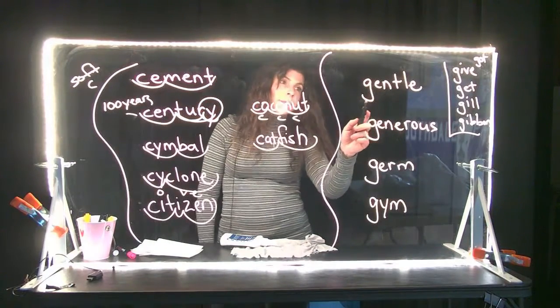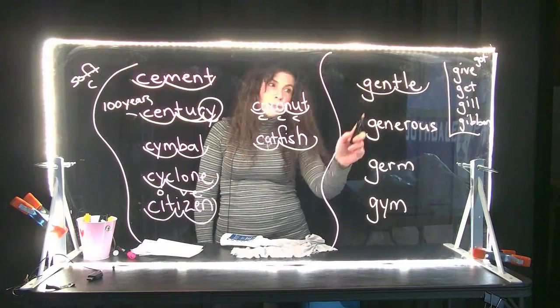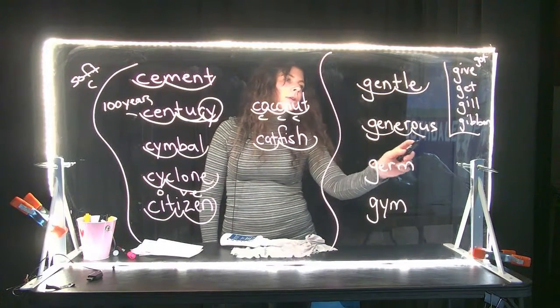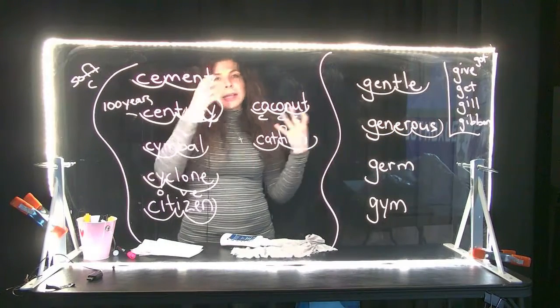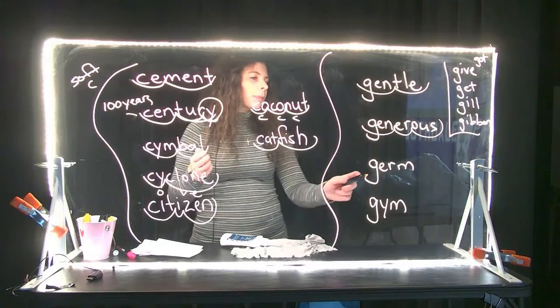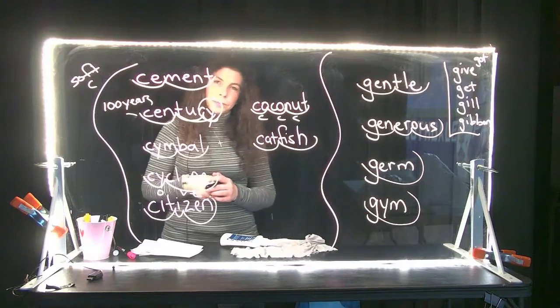Here's our soft G. Gentle. I don't say gentle with a hard G. Generous. I don't say generous with a hard G. Generous means you're very giving. You're a very giving person. Germ. I don't say germ with a hard G. Gym. I don't say gim.